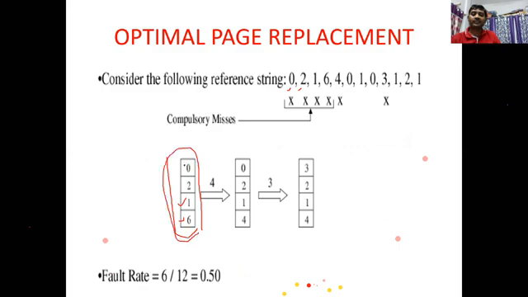Every time it is empty at first, so every time there will be a miss. I call it a miss. 1 2 3 4. What is the frame length? Automatically those many misses will be there initially, right?